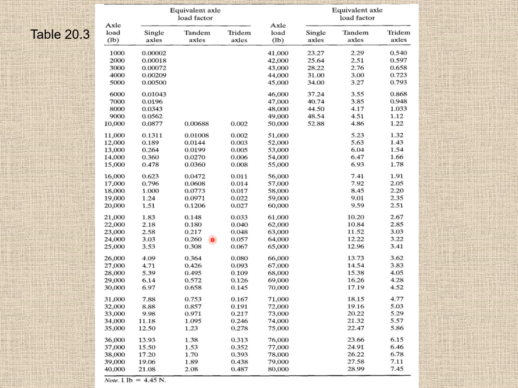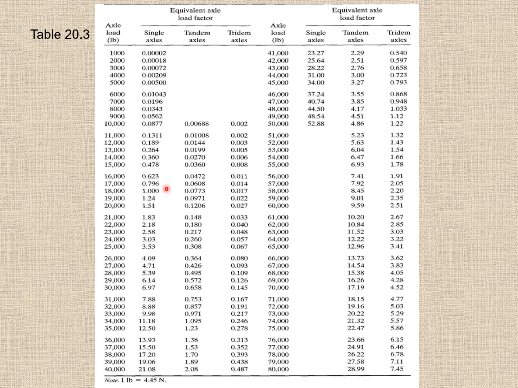Now look at Table 20.3. I showed this table partly on one of the previous slides. So you can see the axle load in pounds, and then equivalent axle load factors are given for the single axle, tandem axle and tridem axle. This is the first part of the table, and this is the second part of the table. Just by considering the axle load, you can get the equivalent axle load factor, or the equivalency factor, very easily, corresponding to the single axle case, tandem axle case and the tridem axle case.